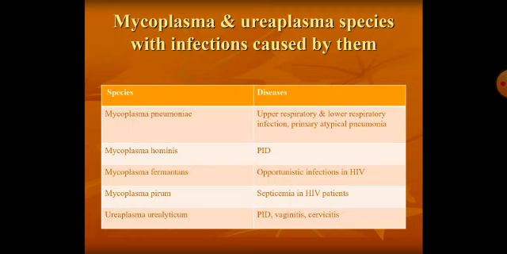Mycoplasma hominis is another species which is known to cause pelvic inflammatory diseases. Mycoplasma fermentans is known to cause opportunistic infections in HIV individuals. Then we have another species, Mycoplasma pyrum, which again is known to cause septicemia among HIV individuals. Ureaplasma urealyticum is known to cause pelvic inflammatory diseases, and particularly in females, it causes vaginitis and cervicitis.